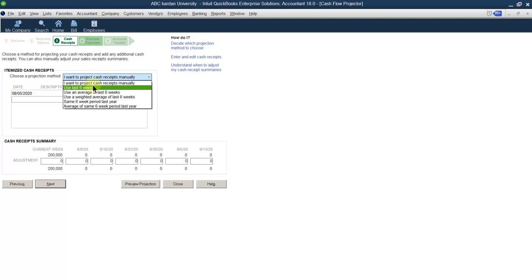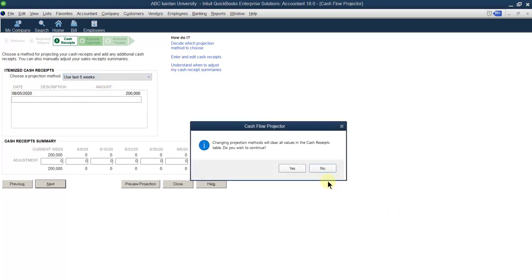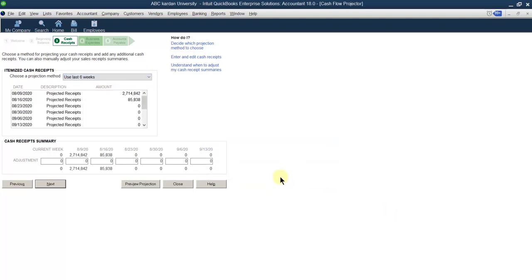The second way is Use last 6 weeks. Click on this one. If you select use last 6 weeks, QuickBooks will provide information from the last 6 weeks, right? For example, the first week, then the second, third, fourth, fifth, and sixth. The fourth, fifth, and sixth were zero. Why? Because there were no transactions in this account. That is why the cash flow is zero.